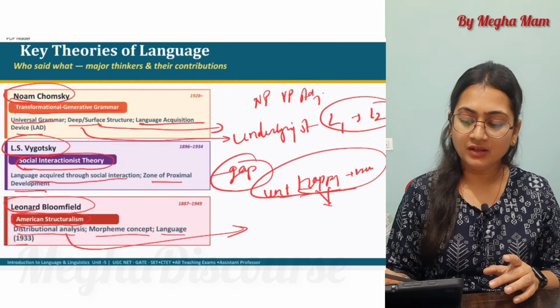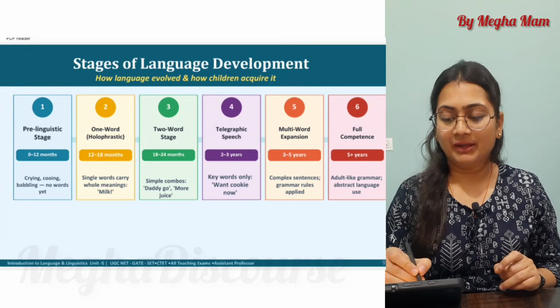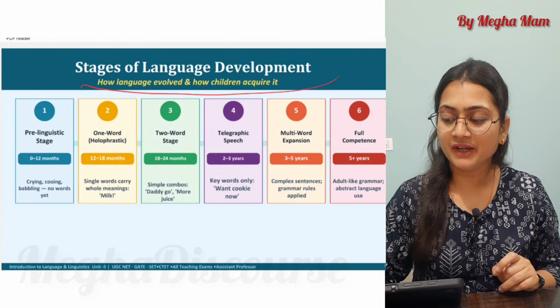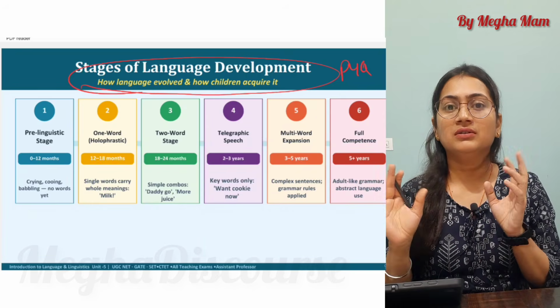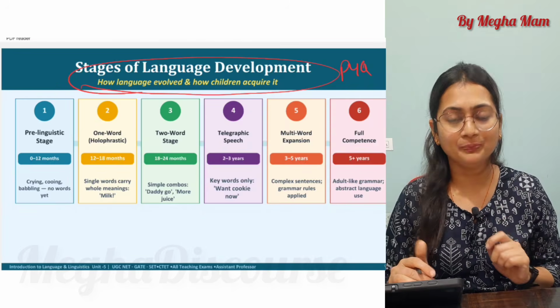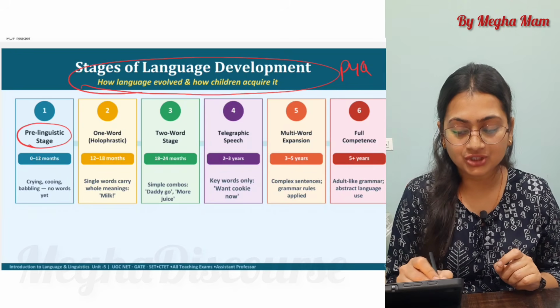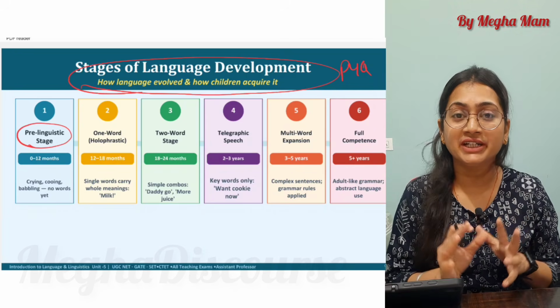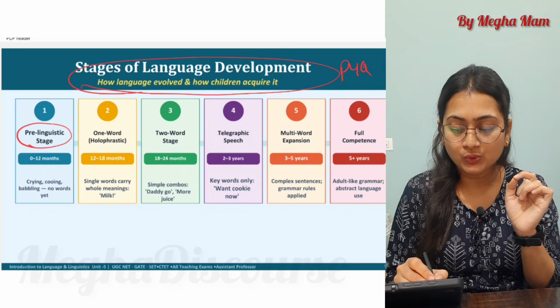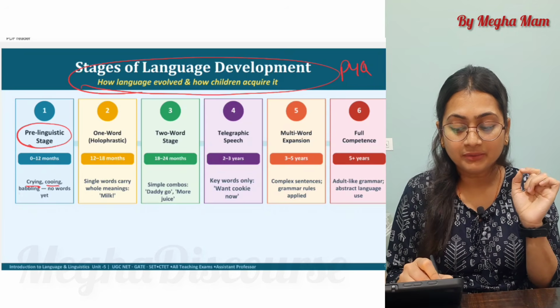Now, stages of language development. This is your PYQ from 2025, 2021, 2016. The paper examiner has asked questions with different approaches. How? First, we have the pre-linguistic stage. That is before the development of language. Before adopting the language, a child learns language through crying, cooing, babbling.